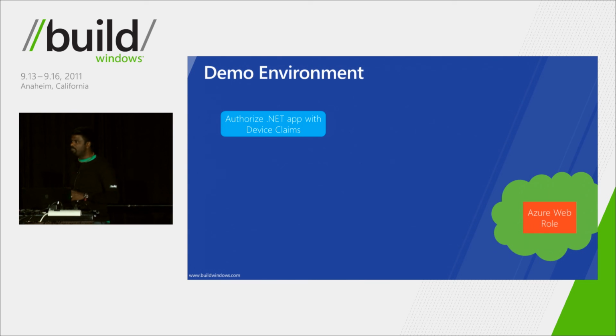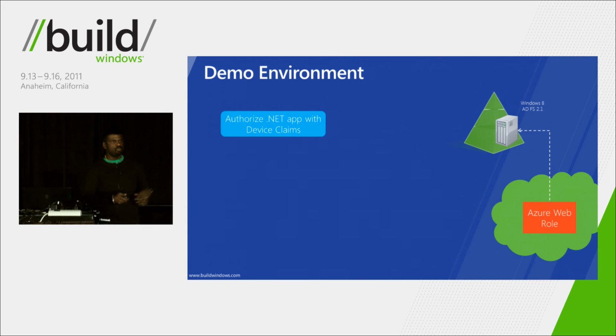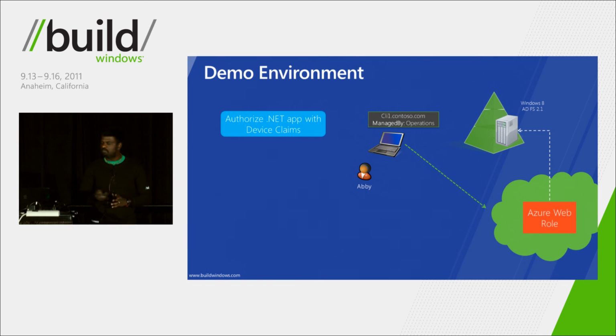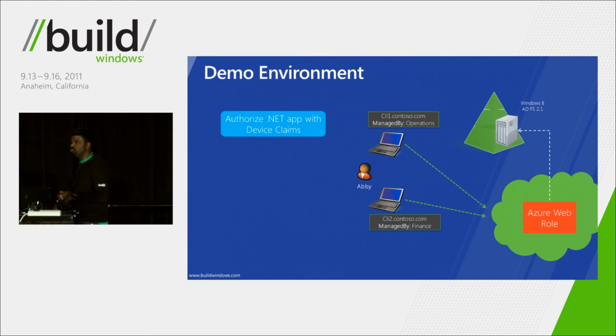We're going to take an Azure web role and show you the most simple application. We're going to hook it up to a Windows 8 server with ADFS running and with a domain controller. And we're going to show Abby here, who is now going to access it from two different machines. Both are domain joined. We're going to show her accessing it from client1.contoso.com, which is managed by the operations team. And we're also going to show Abby accessing this from client2.contoso.com, which is managed by the finance team. So let me jump into the demo now.